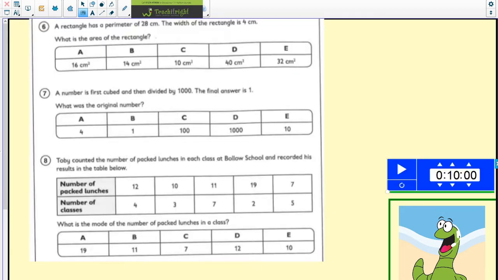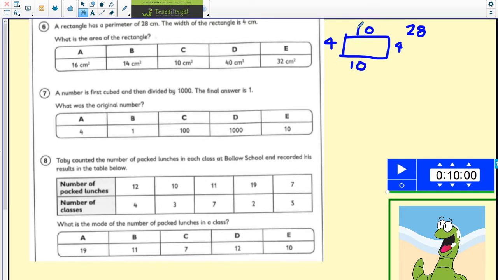Question 6. We have a rectangle with a perimeter of 28 centimeters. So the outside, the perimeter, is 28. The width is 4. So what then is the area? Well, in order to know the area, I would need to know multiple measurements. So I've got 4 on one side, that means I've got 4 on the other. So 4 plus 4 is 8. So there's 20 left, so that means I have to have 10 and 10.